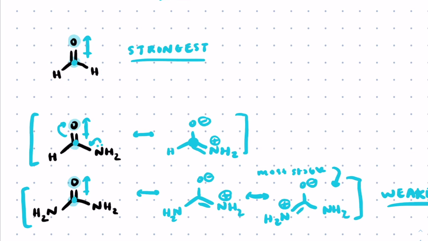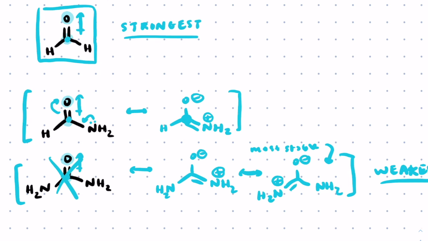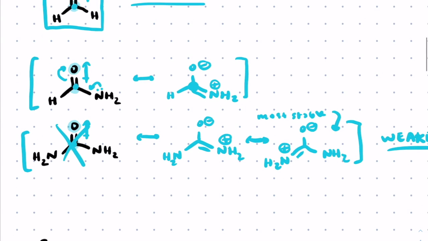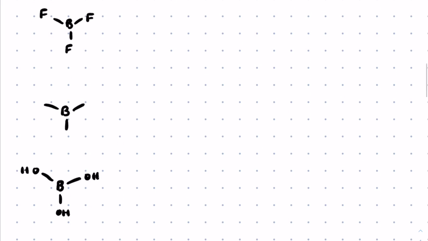So it tells you to circle the one that is the strongest electrophile and cross out the one that's the weakest electrophile. So that's our second part of this question. And now we can move on to the third part of this question.